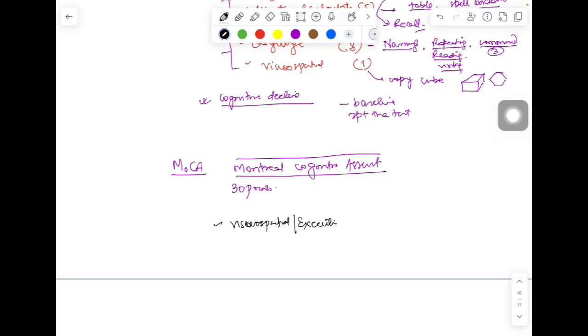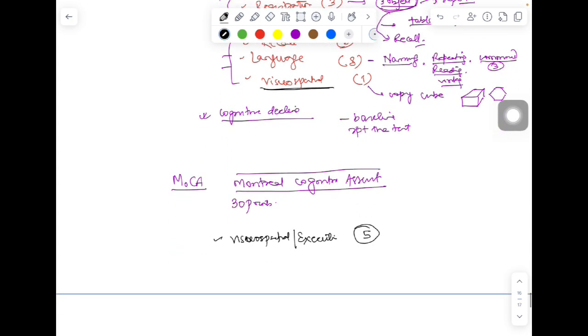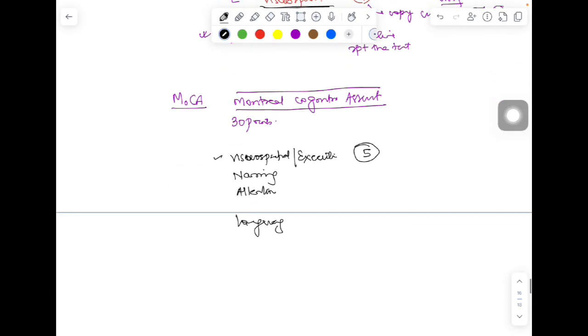From 1 point it has become 5 points. If you look here, in MMSE, visual spatial has less priority. It has 5 points. Then again the same things are there: naming, attention, language, and abstraction, so finding out the similarity in the objects, delayed recall, orientation. The minimum requirement of knowing is that MOCA exists, the Montreal Cognitive Assessment, again having 30 points, and it is broader than what MMSE was.